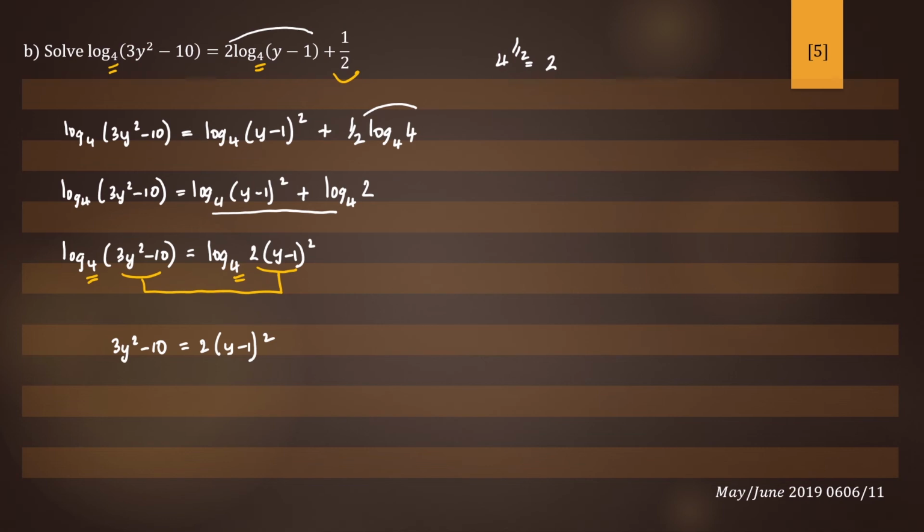So let's expand our quadratic. We have 3y squared minus 10 equals 2 bracket y squared minus 2y plus 1. Expand your bracket. We have 3y squared minus 10 equals 2y squared minus 4y plus 2. So our quadratic equation will reduce to y squared plus 4y minus 12 equals 0.